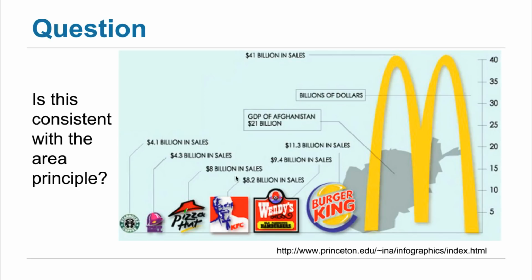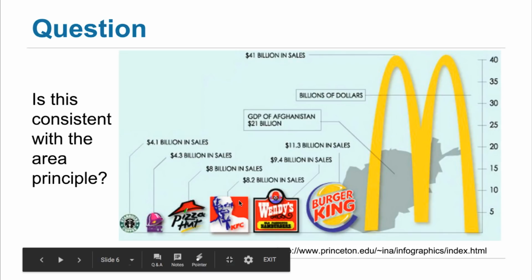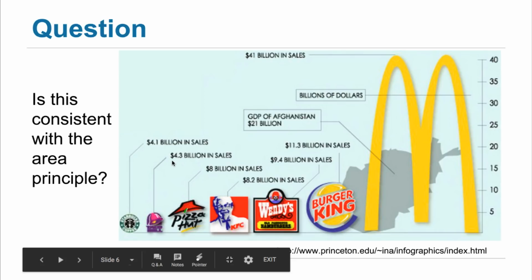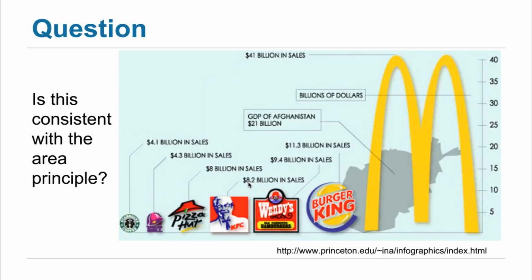I will compare this KFC logo with this Taco Bell logo just because that's a square and that's a kind of a rectangle. Not quite. It's got a curvy top. The numerical data are that the Taco Bell number is 4.3 and the KFC number is 8.2, so almost double. Not quite, but almost. 2 times.